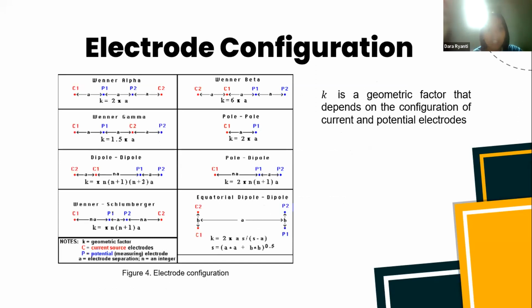Electrode configuration is the rule for placing current and potential electrodes so as to obtain a certain pattern according to the objectives to be achieved. Each electrode configuration has a different geometry factor. The electrode configurations that are often used are Wenner-Schlumberger, pole-dipole, dipole-dipole, and pole-pole. Figure 4 shows the electrode configurations.